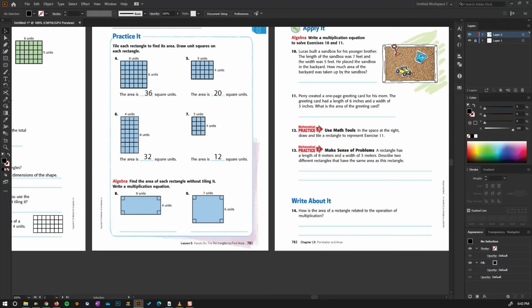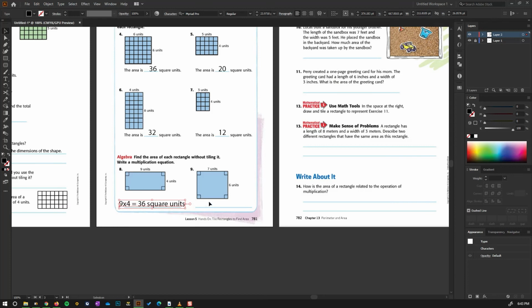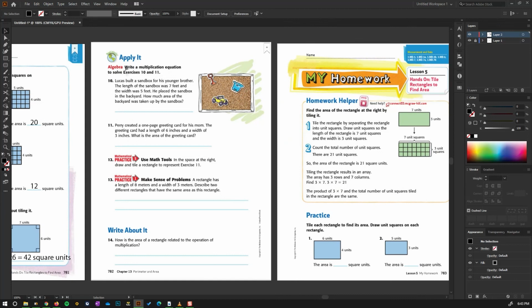Alright, using algebra, find the area of each rectangle without tiling it. Write the multiplication equation. Well, we know that we can simply multiply length times width. So that means we're going to multiply 9 times 4 to get an answer of 36 square units. Alright, and same with this one. We can skip the tiles and just do 7 times 4 to give us 28. 7 times 6 to give us 42 square units.